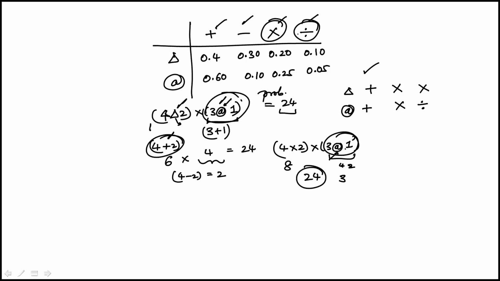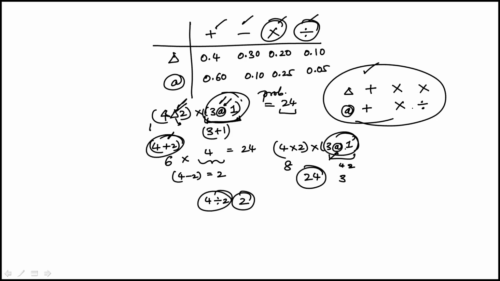And we are finally with division. If I use triangle to be a division, then 4 divided by 2 would be 2. But then for 3 at 1, I can't really get it to 12, no matter which of these operations I pick. So these are the only 3 scenarios under which the computer will win. So then the question is, what's the total probability of the computer winning? That would be the sum of the probabilities of these 3 events.